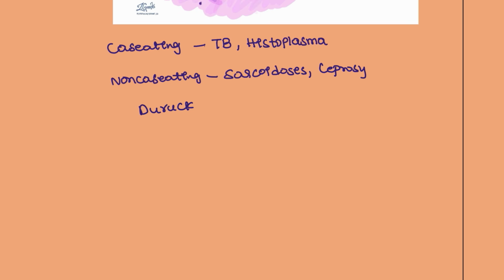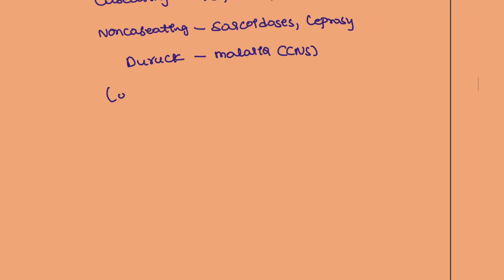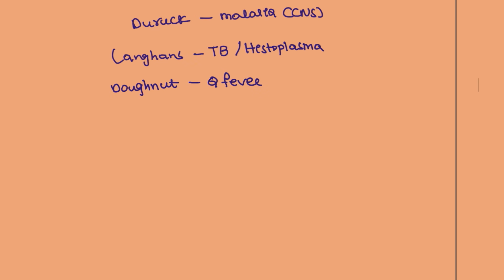Next, Durck granuloma. This is seen in the cerebral type of malaria. Okay, CNS type of malaria. Next, Langhans type. Langhans type is seen in the TB, and again in the recent INICET it is also given Langhans cells where you see TB is no option. The one option that you have to choose is the similar infection, that is the histoplasma. Next, donut shaped. Where is the donut shape seen? This is seen in the Q fever.